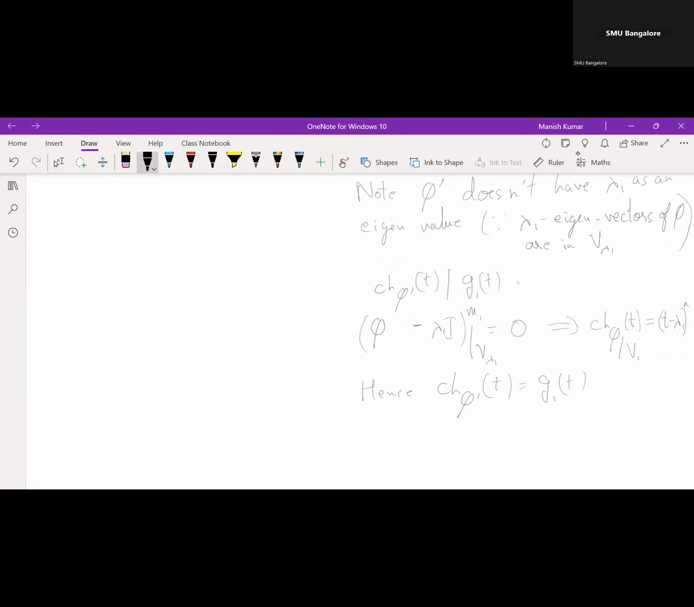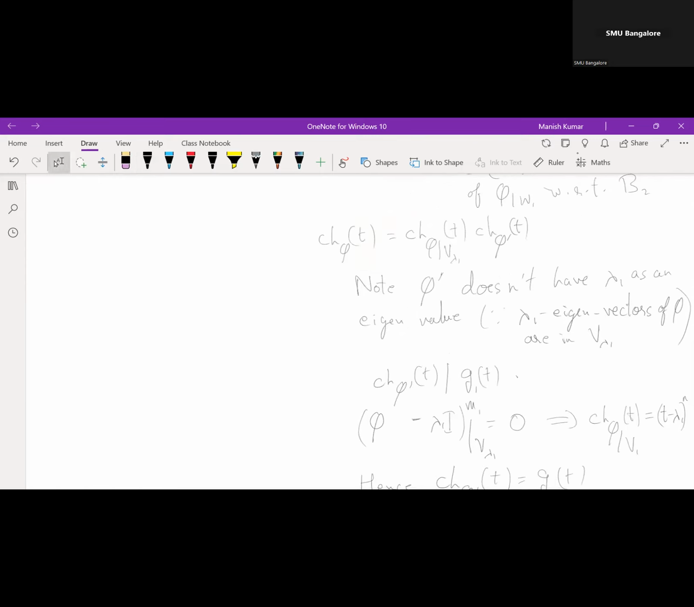Because of this identity, we know that the first factor has to have a factor t minus lambda1, some power of t minus lambda1. The second factor cannot have t minus lambda1. So that tells you the characteristic polynomial of phi at t is t minus lambda1 power m1 times G1(t). Of course, the second factor then must be G1(t), and the first factor has to be t minus lambda1 to the power m1. Okay.